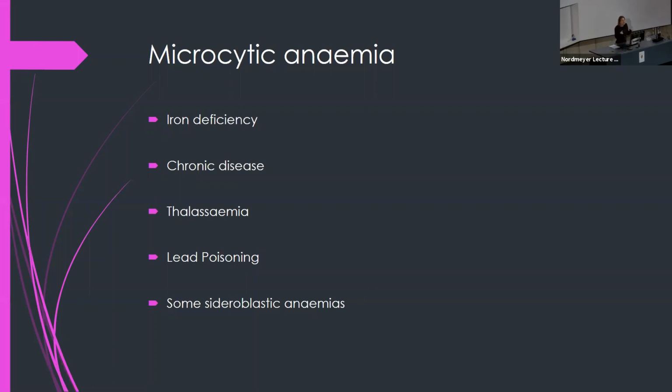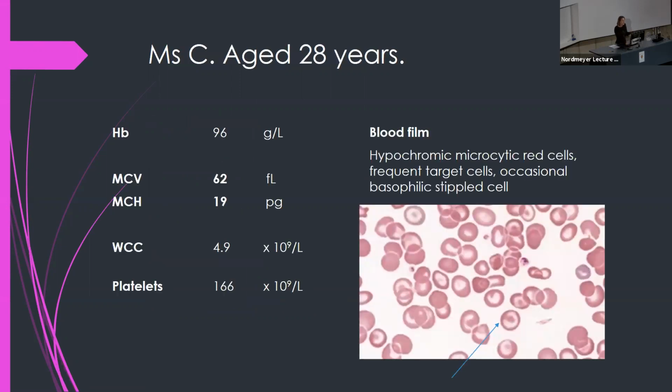But again, I don't think you have to diagnose on the blood count alone. I think you'd be given more information. And the blood film shows frequent target cells. And we said frequent target cells, microcytic anemia, likely to be a hemoglobinopathy.